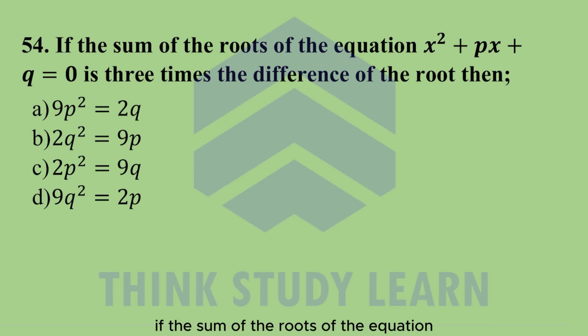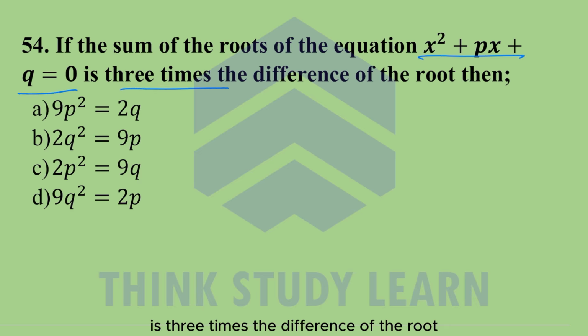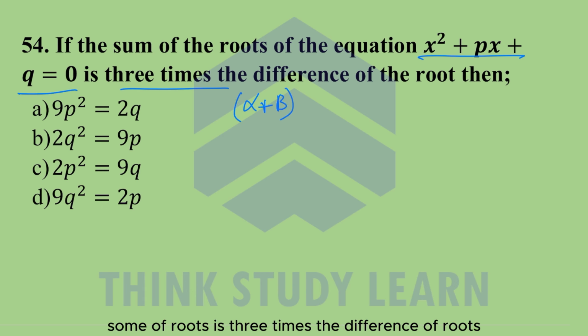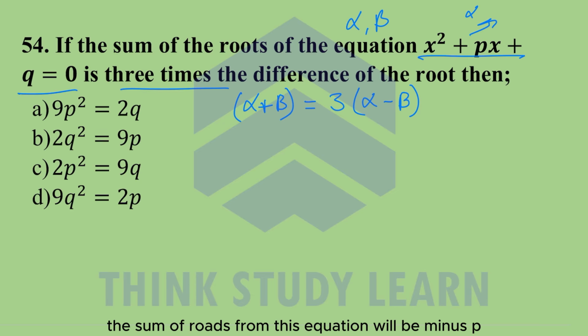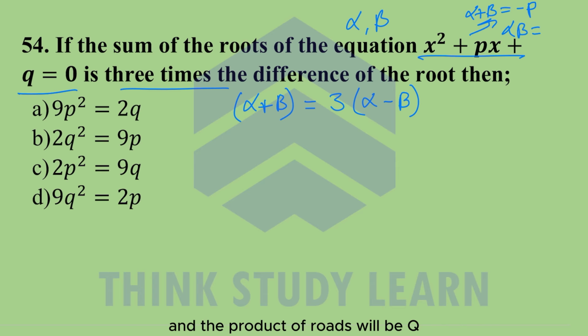If the sum of the roots of the equation x square plus px plus q is 3 times the difference of the roots, then which of the following options is correct? The condition is that alpha plus beta, the sum of roots, is 3 times the difference of roots. We have taken the roots as alpha and beta. The sum of roots from this equation will be minus p and the product of roots will be q.